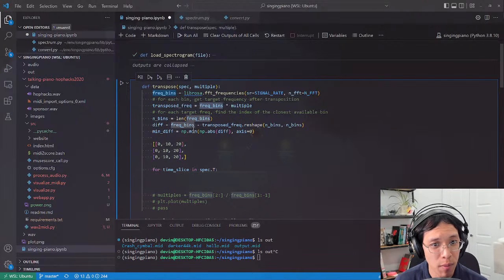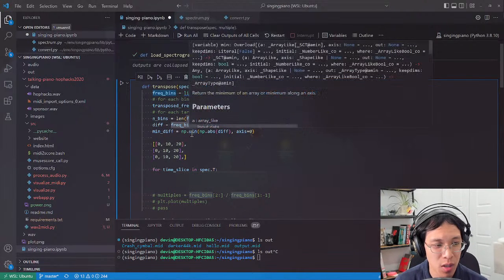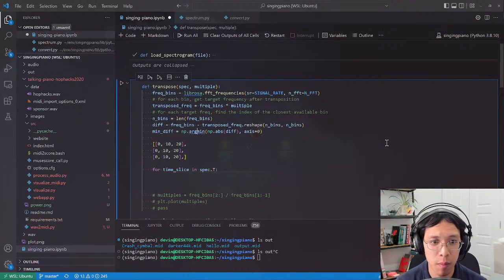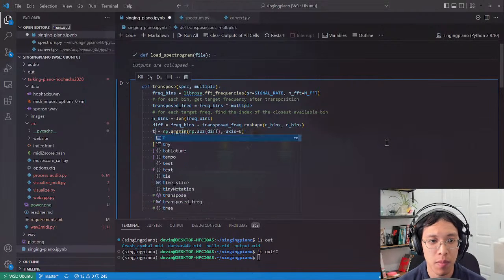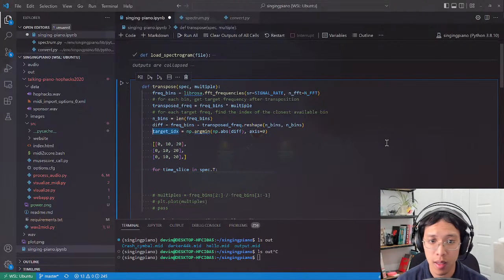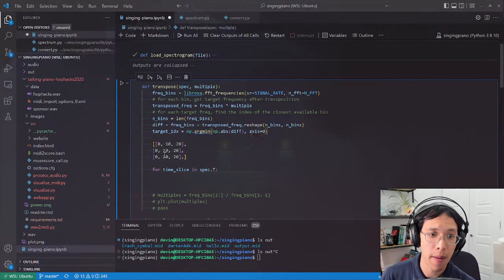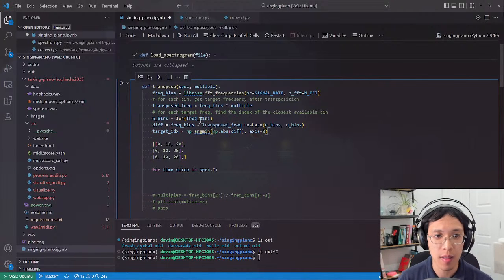The only problem is we don't want the minimum, we actually just want where the minimum is. So instead of minimum, we want the argmin. We can call this target index. The argmin just gives us where the minimum is instead of the minimum value. That allows us to then take these indices. So this is where our frequencies should go.